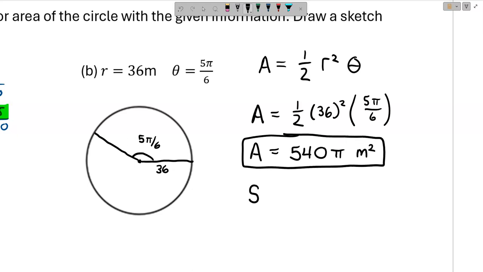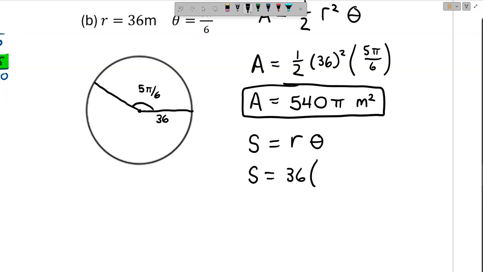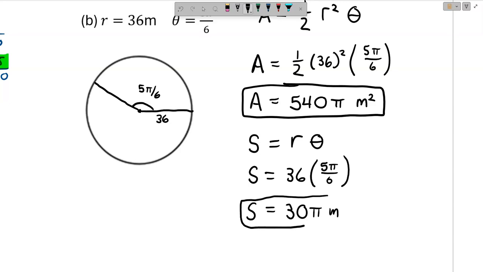And then lastly, we have our arc length. The arc length formula is just going to be r times theta, and we'll plug in both things. So the radius here is 36. My radians are 5 pi over 6. And when I multiply those together, keeping it, of course, in terms of pi, we're going to end up with 30 pi meters as our final answer.